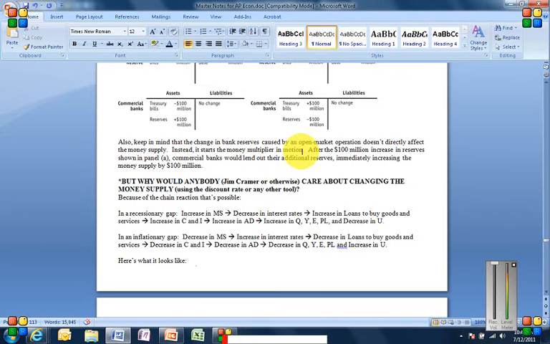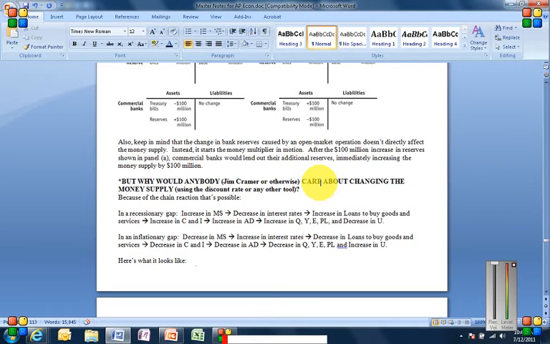As shown in panel A, for instance, commercial banks are expected to lend out their additional reserves, expected according to this model, this theory. It's not something that the Federal Reserve or some other central bank is going to mandate by law. But assuming they do that, that would immediately increase the money supply by 100 million. But why would anybody, Jim Cramer or otherwise, care about changing the money supply, using the discount rate or any other tool? Well, because of the chain reaction that's possible.